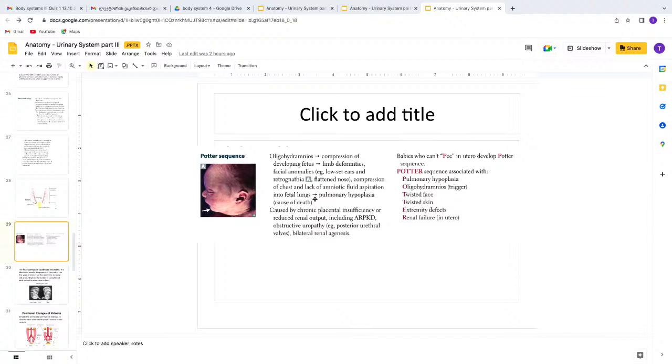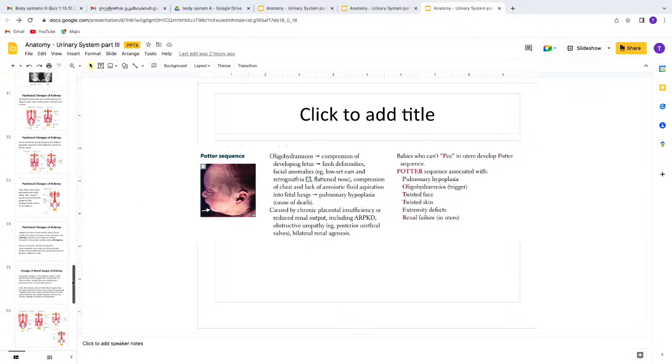It is a mnemonic again here. Potter: P for pulmonary hypoplasia, O for oligohydramnios that triggers the Potter sequence, T for twisted face, T for twisted skin, extremity defects, and renal failure in utero. Clear this part? Questions? Okay. If you don't have any questions, then we're continuing.